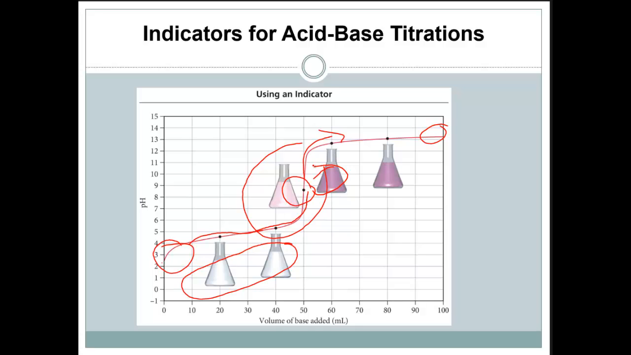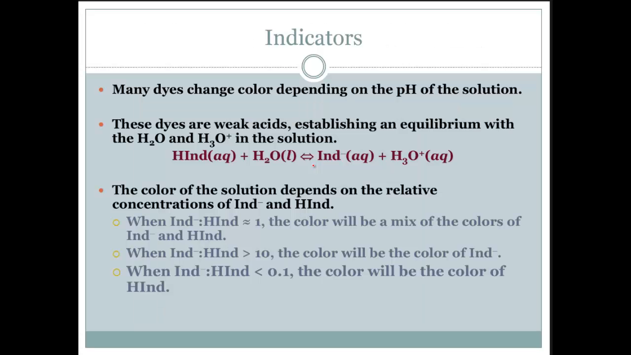So let's talk about indicators and ways to monitor titrations. Many dyes change color depending on the pH of the solution. These dyes are weak acids establishing an equilibrium with the water and the hydronium in the solution. So here, the indicator is a weak acid. It reacts with the water to produce the hydronium ion and the conjugate base of the indicator.